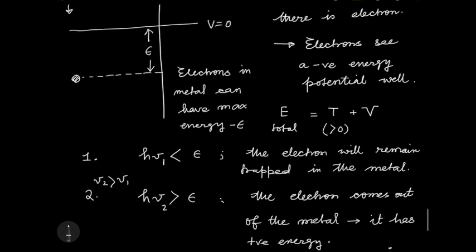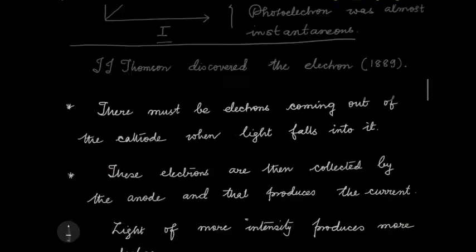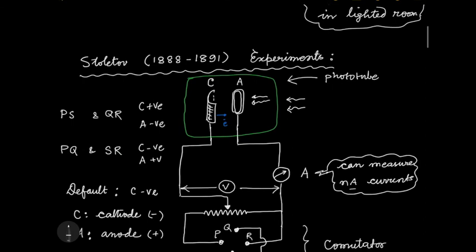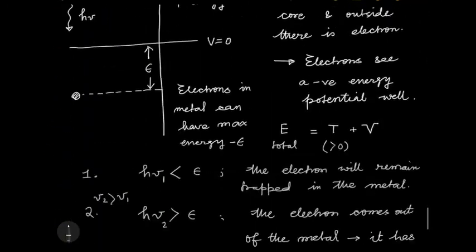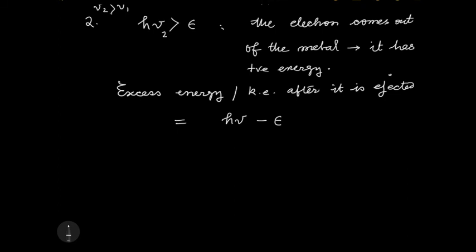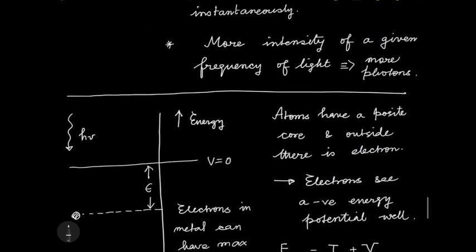Now assume that with this entire energy, the electron is going from the cathode towards the anode. So now I have to give an opposite energy to this to stop the electron. So this h nu minus epsilon will also correspond to the maximum kinetic energy of the photoelectron. And as you can see, the maximum kinetic energy now depends on the frequency, and it is proportional to the frequency.